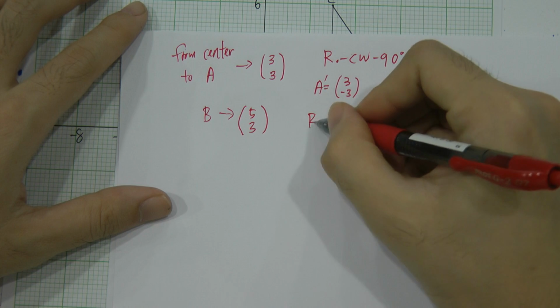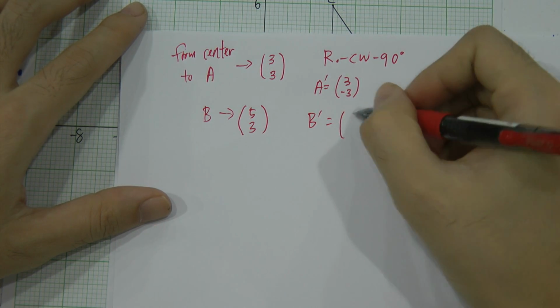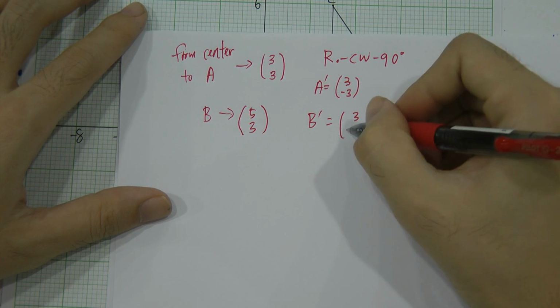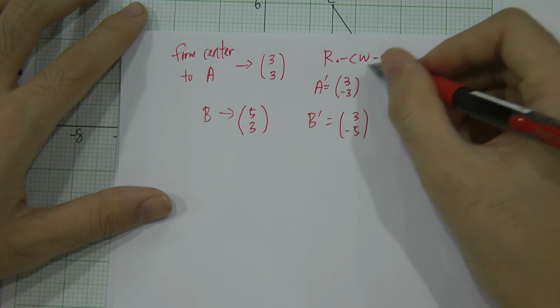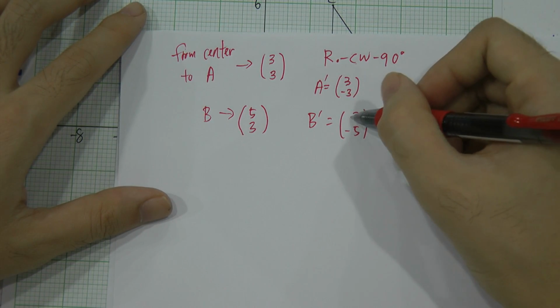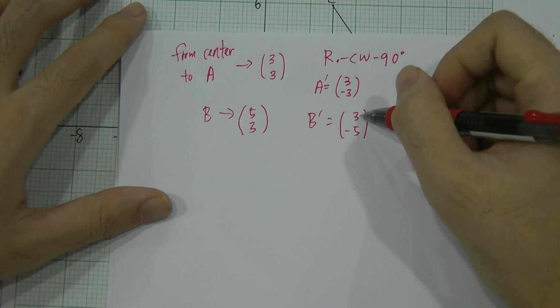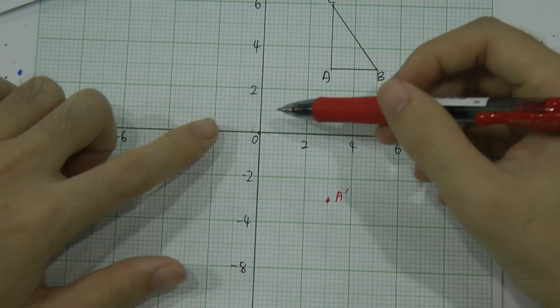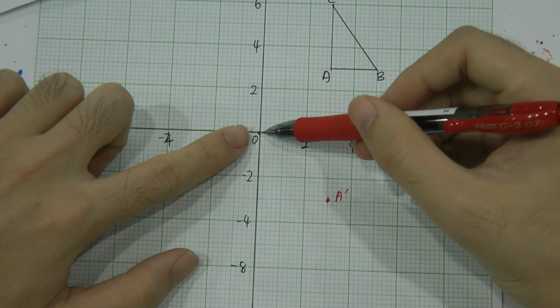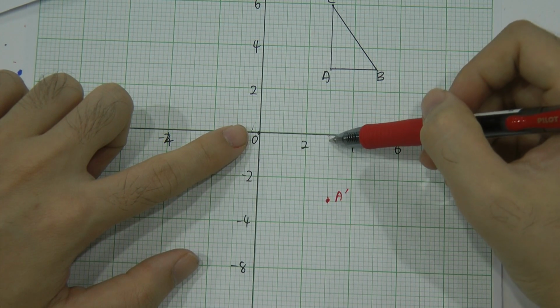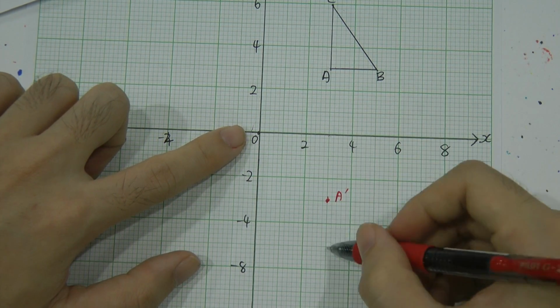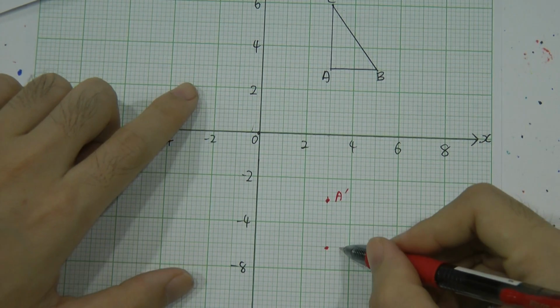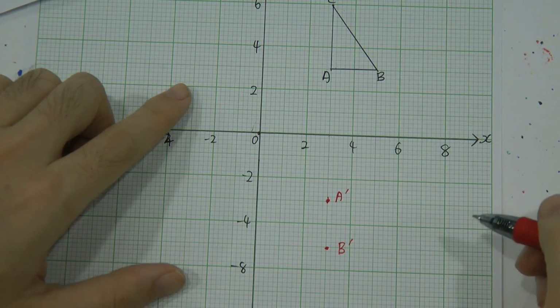So for the B image, you just flip over, it becomes 3, 5, and add a negative to the bottom for clockwise. If anti-clockwise, add a negative on the top. So the translation from the center is 3, -5. From the center, 3, -5 is 1, 2, 3. -5 is moving downward, 5 units, over here. So this one is the new coordinate of B.